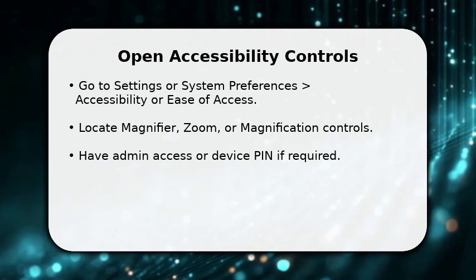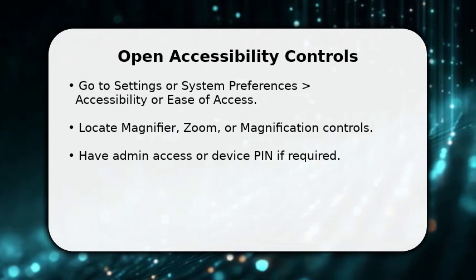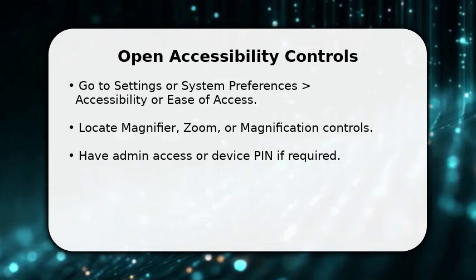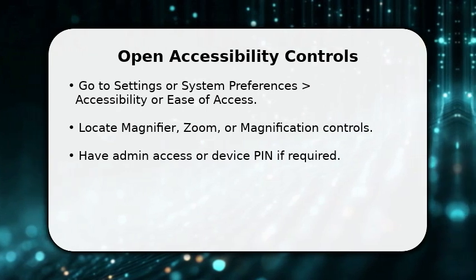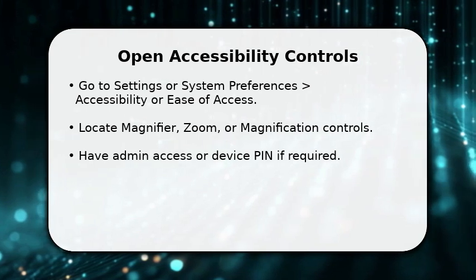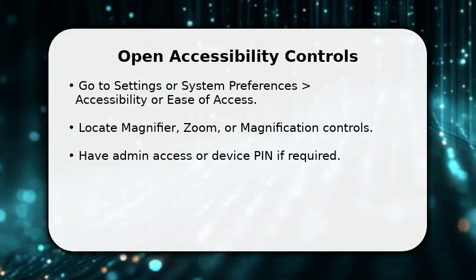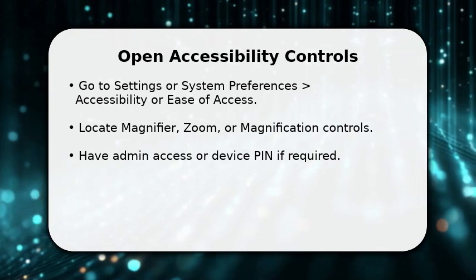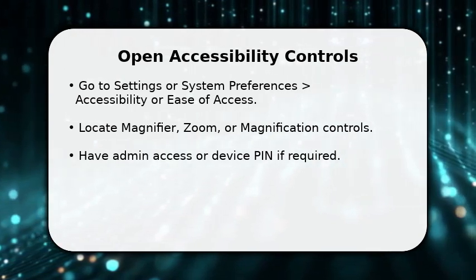You start by opening accessibility controls so you can change magnifier behavior right now. Once in settings, find magnifier, zoom, or magnification. This is where size options live. Make sure you have admin access or the device PIN if prompted, otherwise you can't save changes.